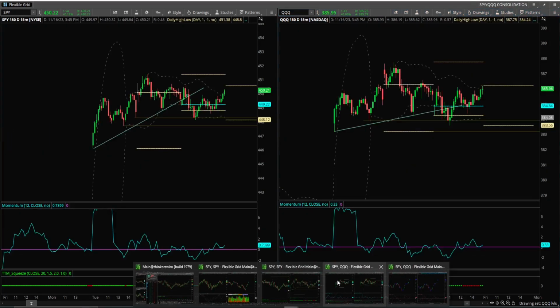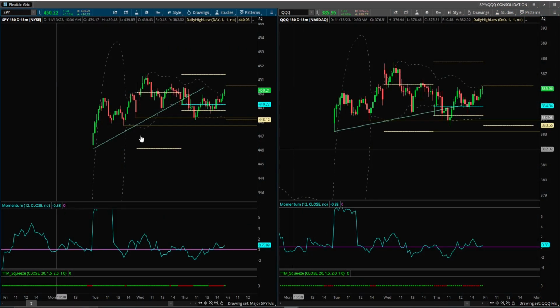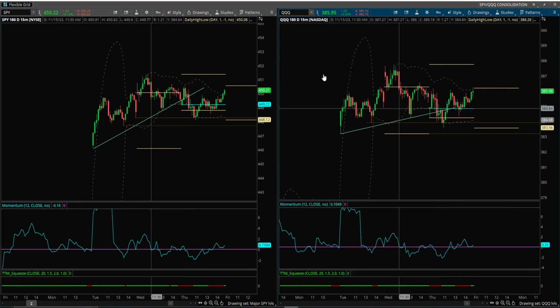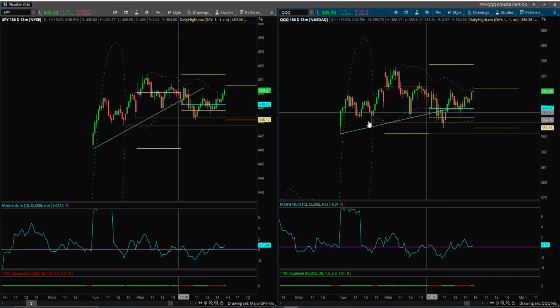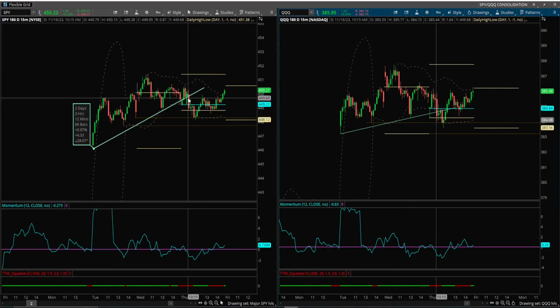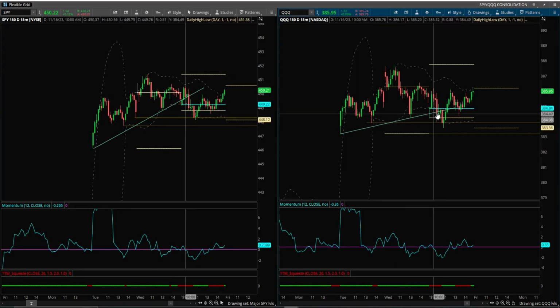Turning to the 15-minute charts here, as you can see, we had these upsloping trend lines across the board. And if you look here at the Qs, we had a head and shoulders pattern, and this is our neckline here. The head and shoulders pattern is typically a bearish reversal pattern. As you can see, we did get a breakdown here of this trend line, right?